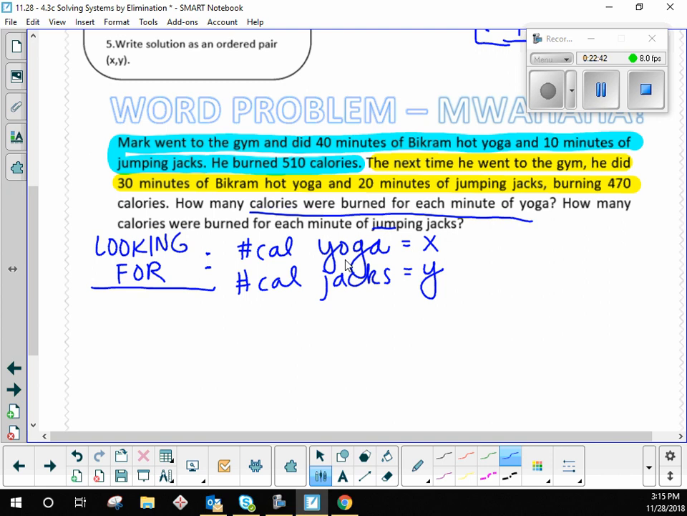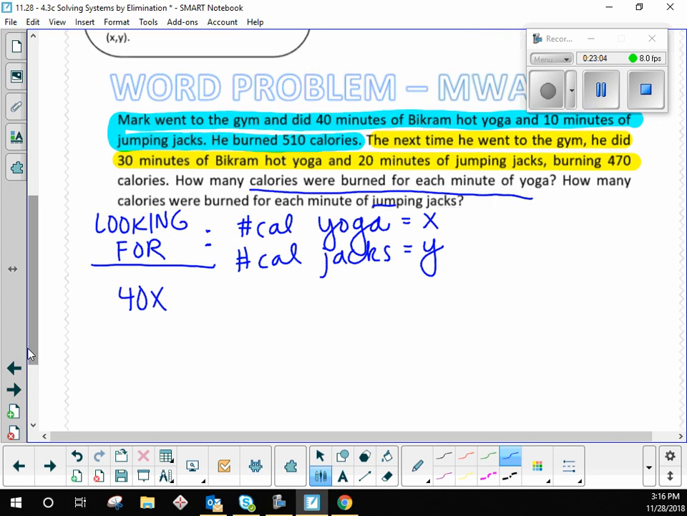Multiply. So if it's 40 minutes of yoga and he burned 5 calories per minute, you would do 40 times 5 and say he burned 200 calories, right? But we don't know that it's 5 calories per minute. We know that it's X. So it's going to be 40X. Okay? 40 minutes, and X represents the calories for each minute. And then for jumping jacks, that's Y, and he did 10 minutes of it. So how many calories did he burn altogether?